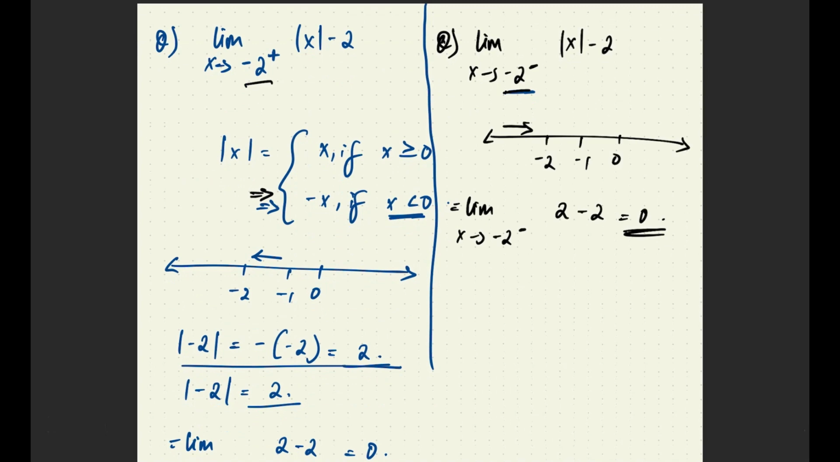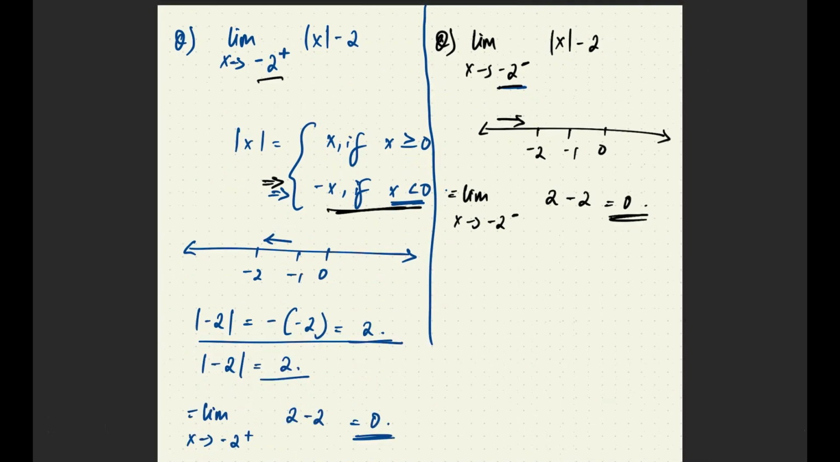But in both the cases, we only looked at one side of the absolute value definition. So again, just wanted to reiterate that as you saw in this example, regardless of whether you're approaching minus 2 from the right hand side or the left hand side, the absolute value of this x is just going to be the same value. It doesn't really matter whether we're approaching from the right hand side or from the left hand side.